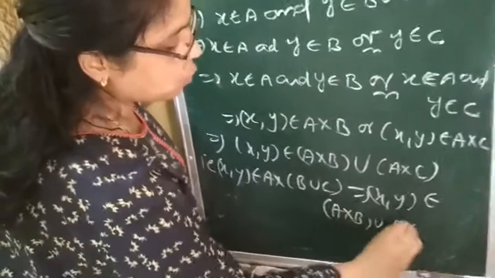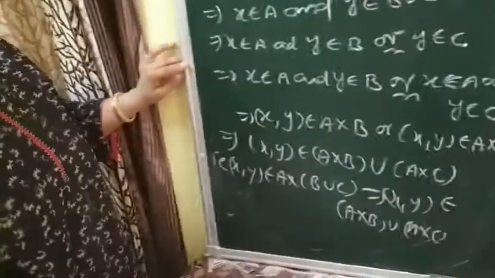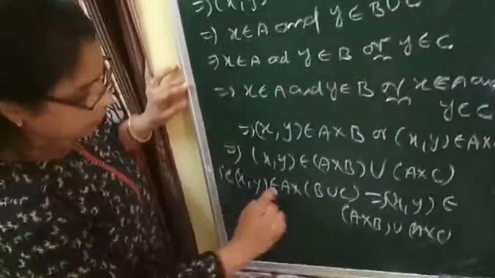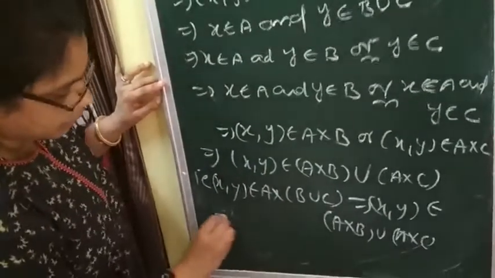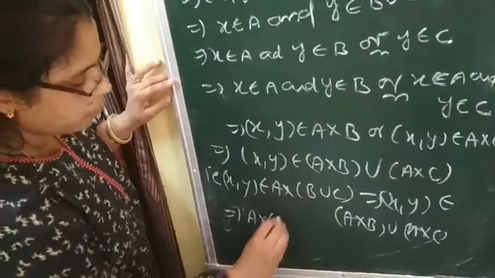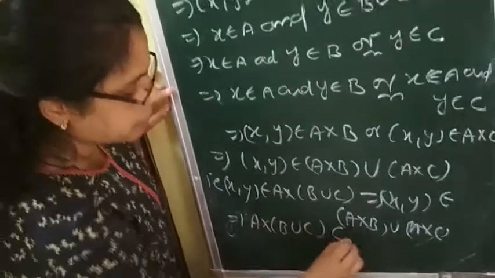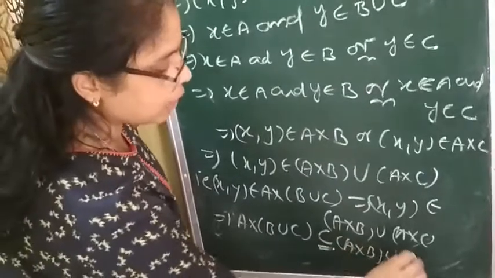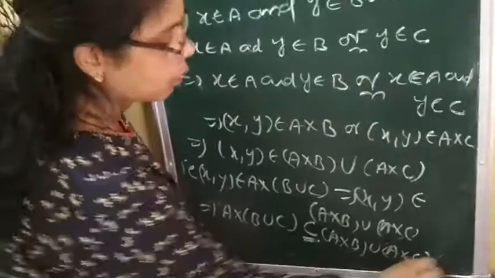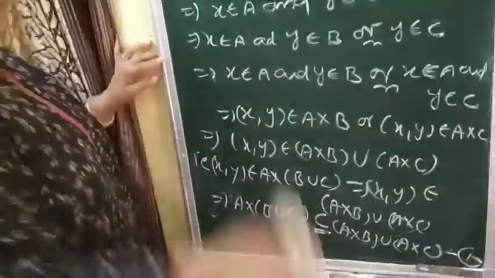union A into C, that is the right side. That means if this element is here, then it is in this also; we have proved it. That means A into (B union C) is subset or equal to (A into B) union (A into C). This is the method of arbitrary element. This is the first equation.